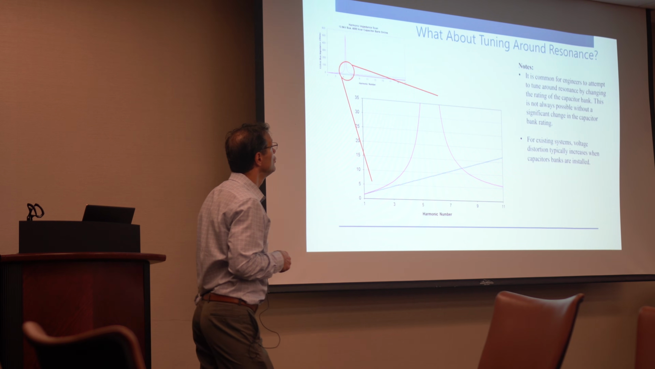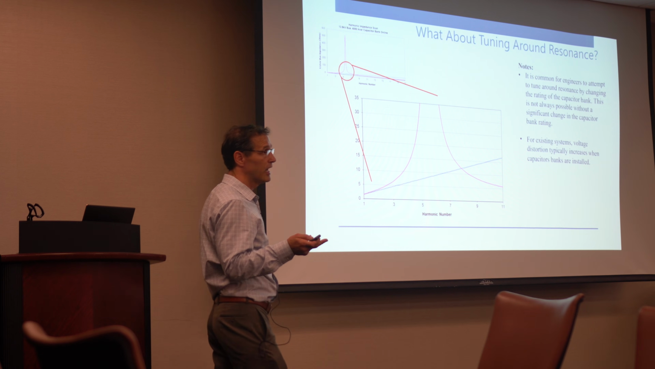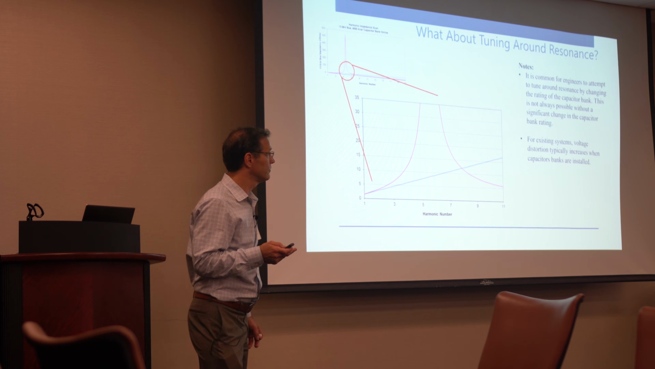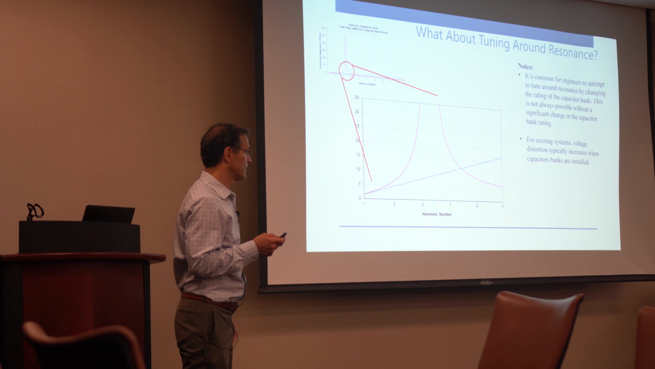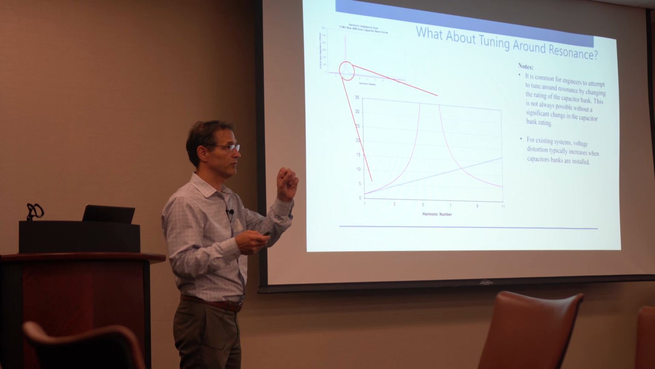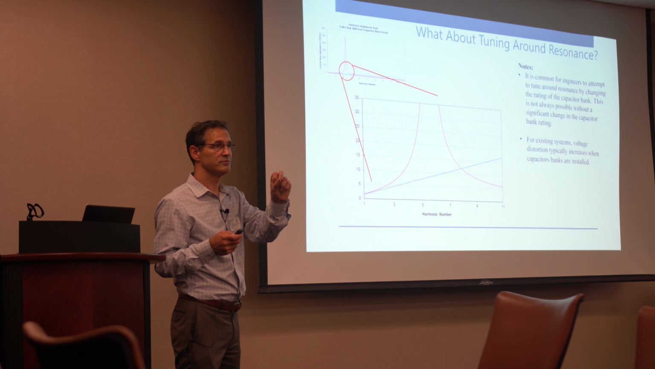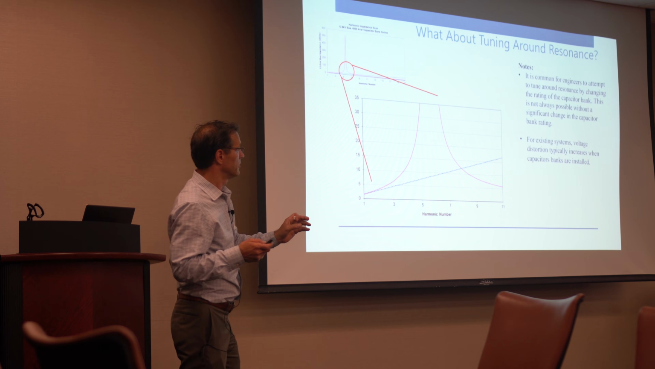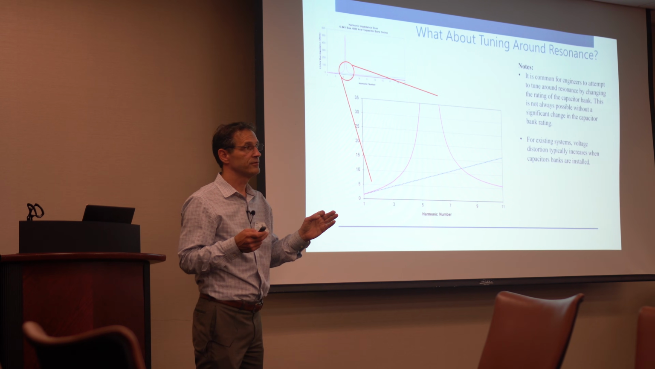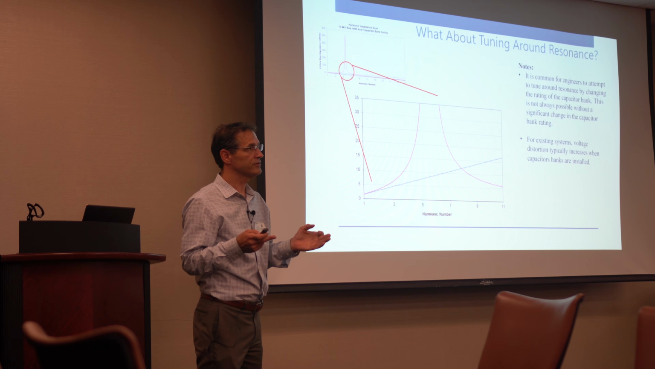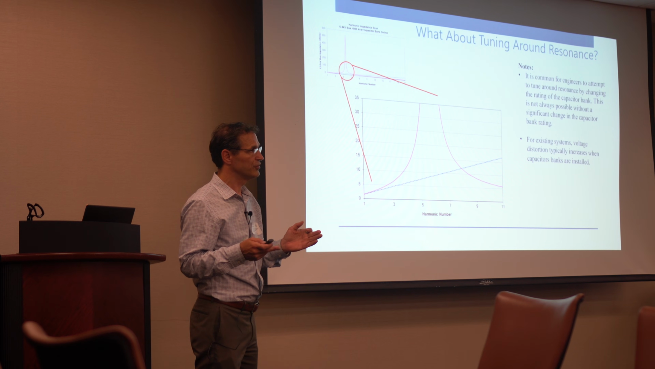What about tuning around resonance? This is a common theme you hear from some people. I got the formula. I calculate 5.59 for harmonic resonance, and they say, okay, I don't have a problem. I'm not at the 5th. I'm not at the 7th. I'm right between the 5th and the 7th. Everything is good.